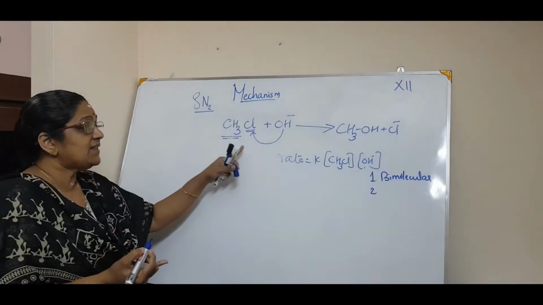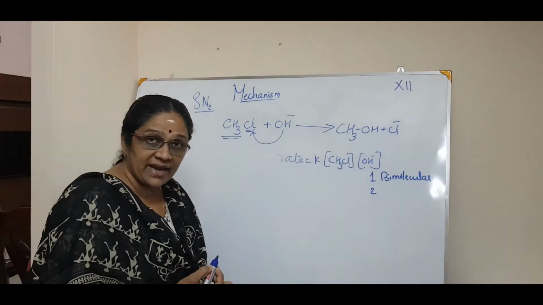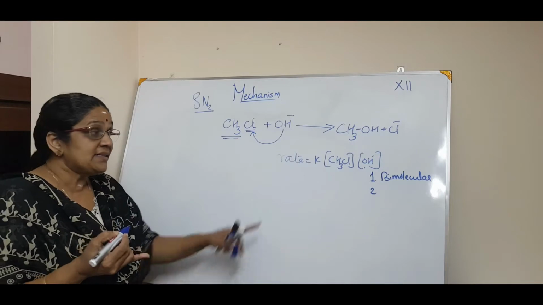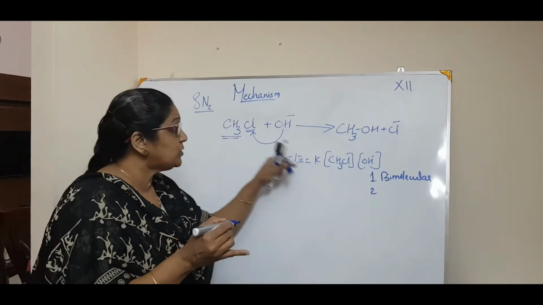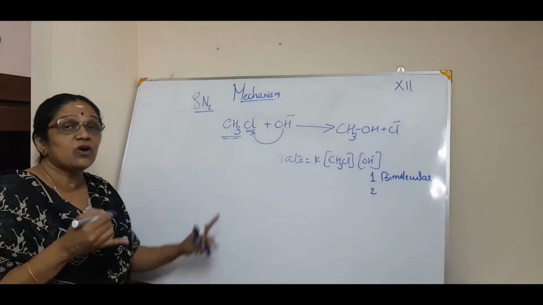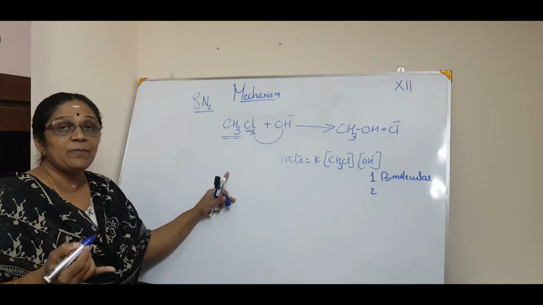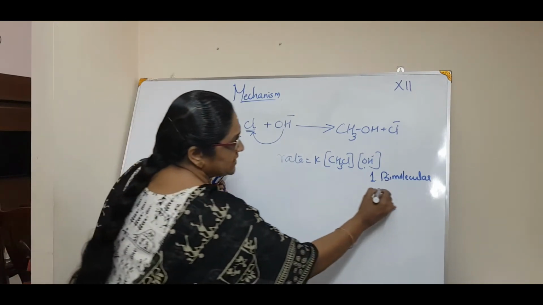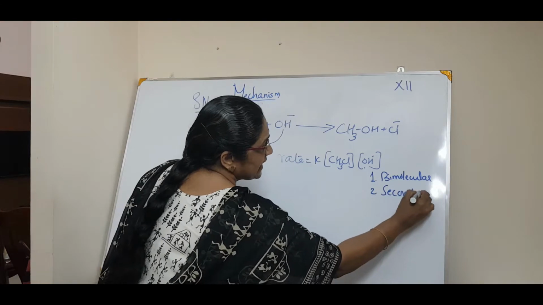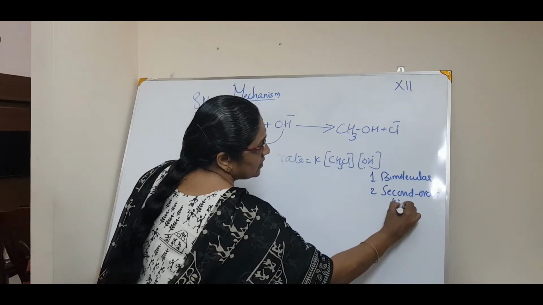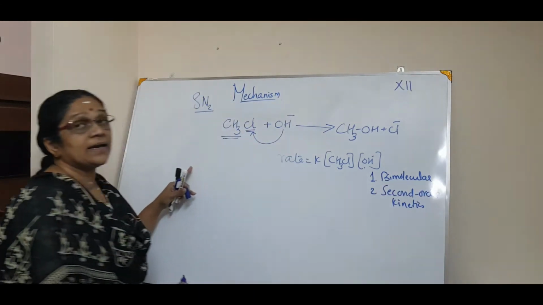It itself says that the two molecules are taking part in this reaction. So what happens to that? The rate of a reaction depends on the concentration of both the reactants. So what will be the order of the reaction? It will be second order kinetics. So the second point is, it is second order kinetics.